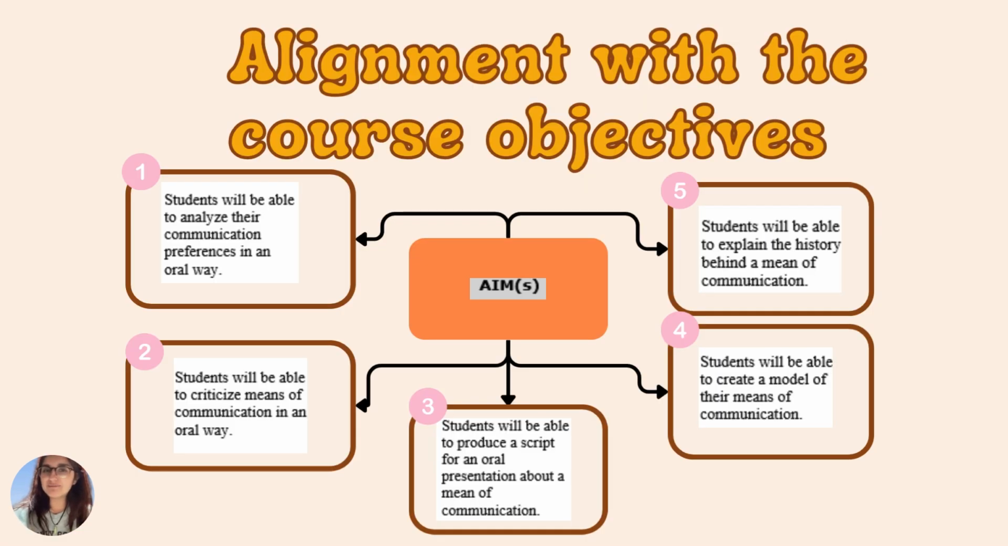For the alignment with the course objectives, I used these 5 objectives for the unit. The first one was that they would be able to analyze their communication preferences, then that they would be able to criticize some means of communication, then they should be able to produce a written script for an oral presentation about means of communication, and they would have to create a model on the 4th week of class, and then on the 5th week they would have to explain the history behind that mean of communication.